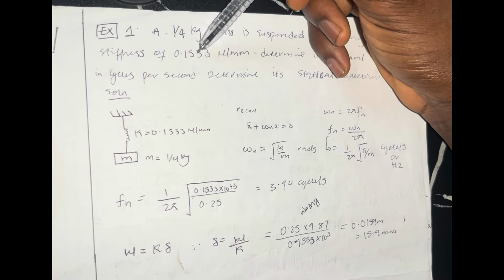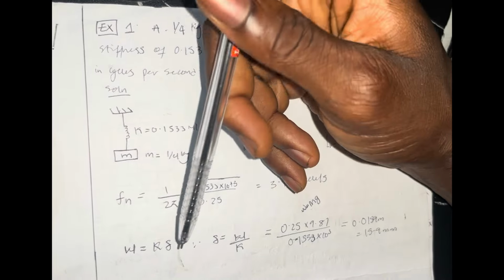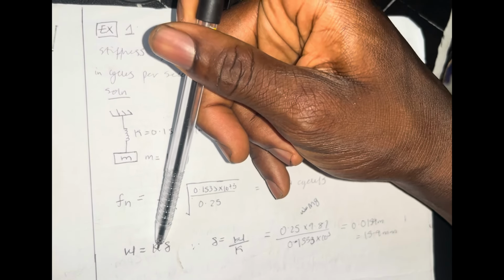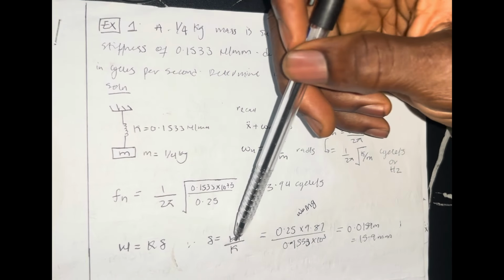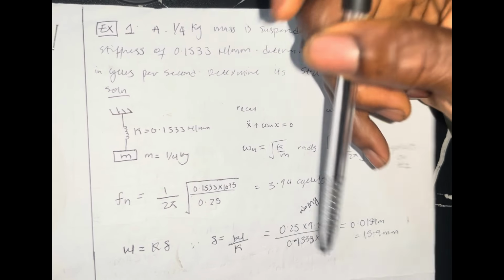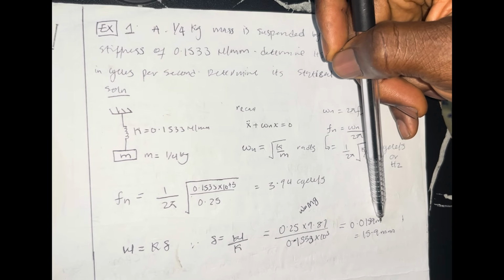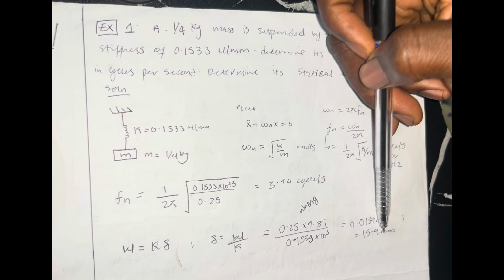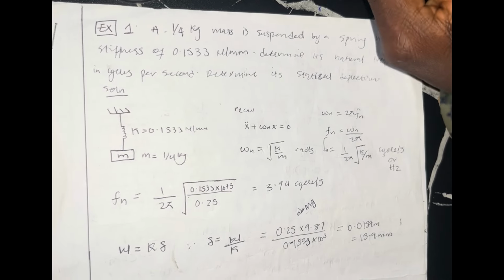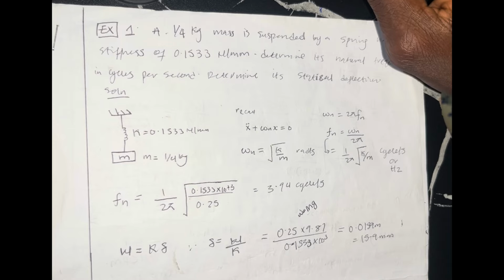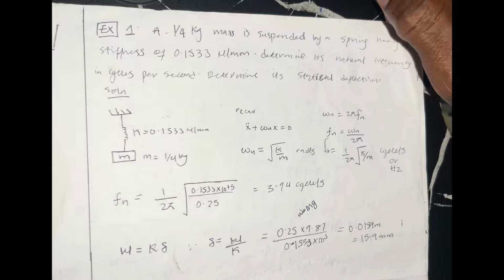So if we have 0.153, note that the unit is in Newton per millimeter. So we are going to multiply this by our deflection. So whatever deflection we are getting here will be in millimeters. So W over k, which is our weight, mg, divided by the stiffness, you get 0.019 meters, approximately 15.9 millimeters. So that is for a single degree of freedom, given k and m, this is the way to obtain the natural frequency and static deflection.